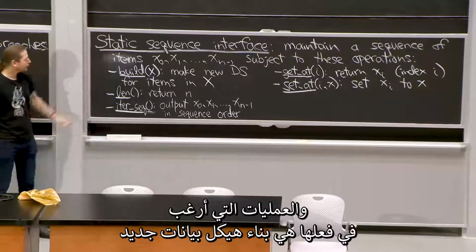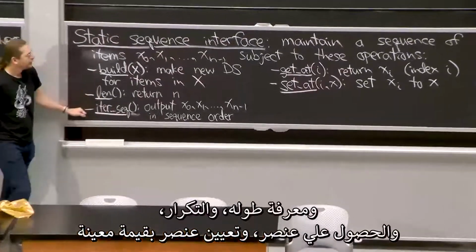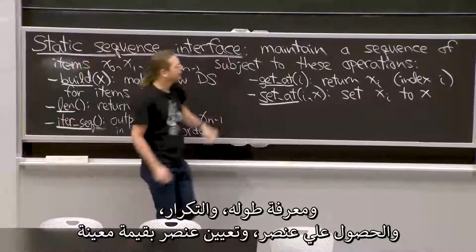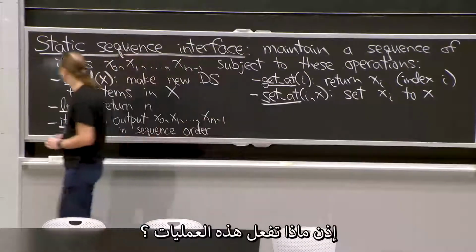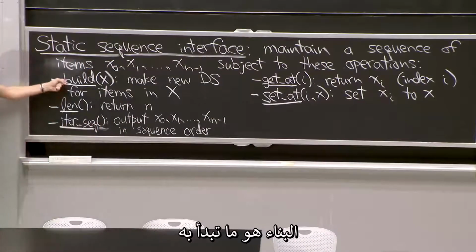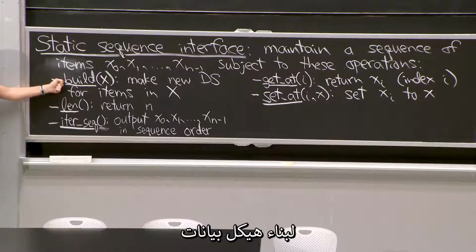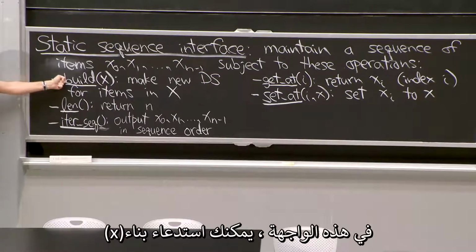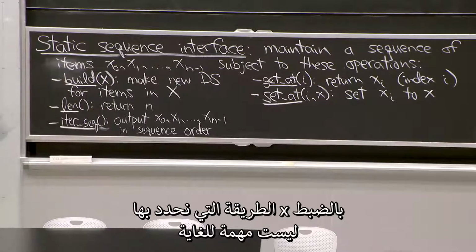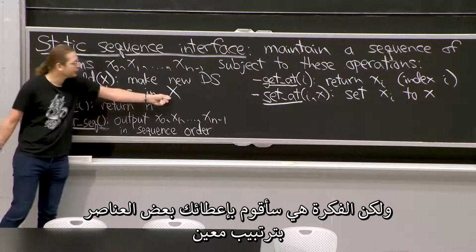And the operations I want to support are build, length, iteration, get, and set. So what do these do? Build is how you get started. To build a data structure in this interface, you call build of x.